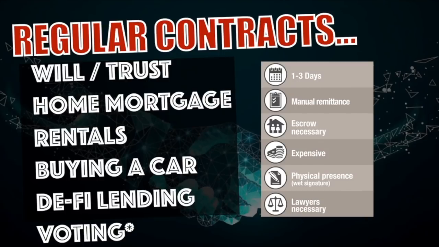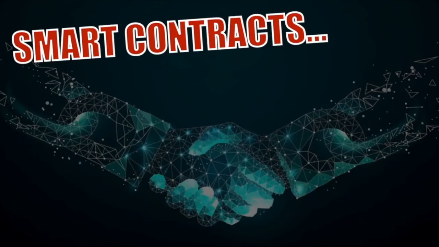Manual remittance means you actually have to go manually pay it. You might need an escrow if you're going through a home mortgage. It's expensive because there are so many layers and all these different third parties involved. You have to physically be there, have a wet signature, and maybe a notary public. And sometimes lawyers are necessary. So it gets very expensive for regular contracts.